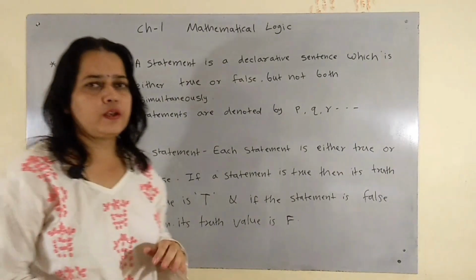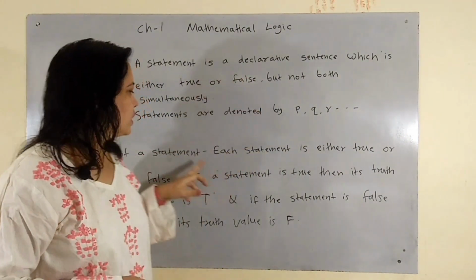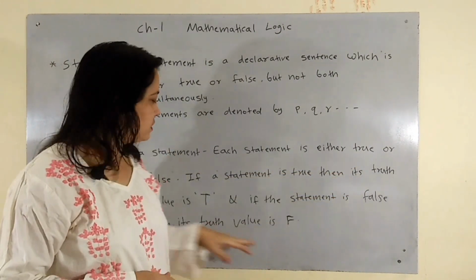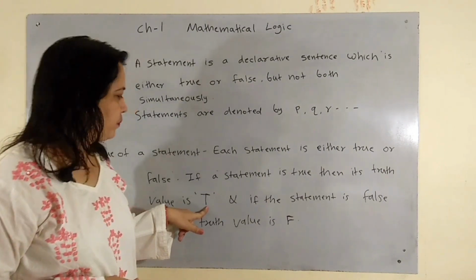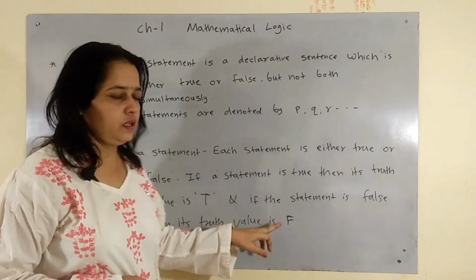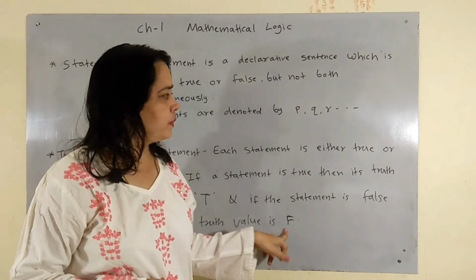Next, the truth value of a statement. We know that a statement is either true or false. If the statement is true, then its truth value is true, and we denote this by capital T. And if the statement is false, then its truth value is false, which we denote by capital letter F.